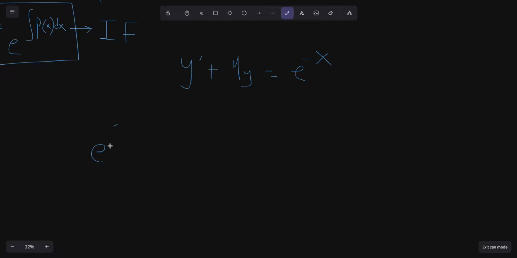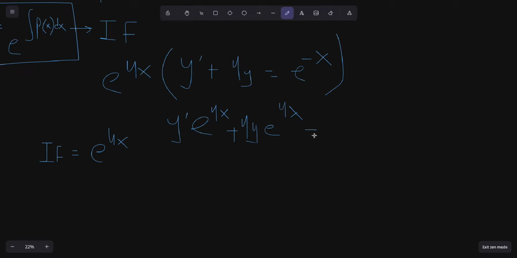So e to the integral of 4 dx, well, that's just going to be e to the 4x. So my integrating factor is just going to be e to the 4x. And that is the quantity that I multiply this entire equation by. So what do I get? I get y prime times e to the 4x plus 4y e to the 4x is going to be equal to e to the 3x because of exponent rules, right? Just add them up.